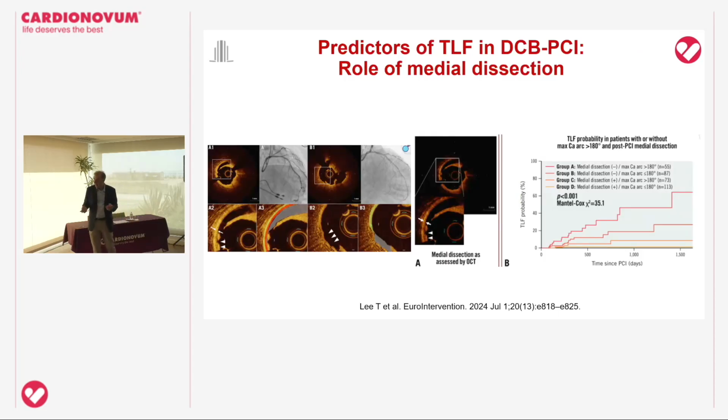Then again, this was also already mentioned by Neus before. The role of medial dissection is good, and the best combination in this trial is the presence of medial dissection and the absence of an arc of calcium greater than 180 degrees. This is the orange line, showing the lowest target lesion failure rate in this study. So again, this is only observed by imaging.